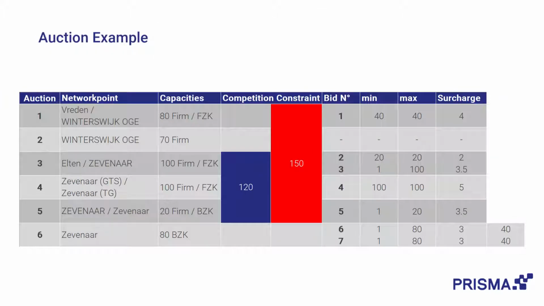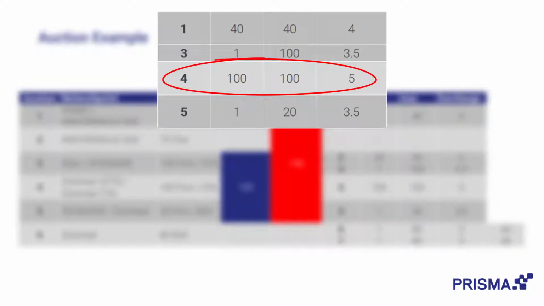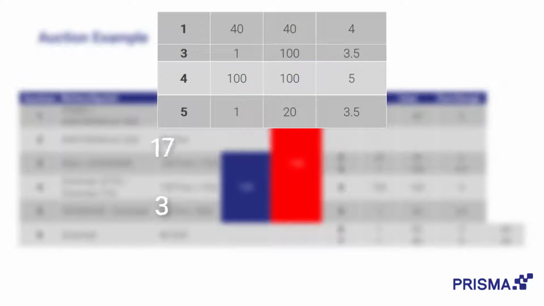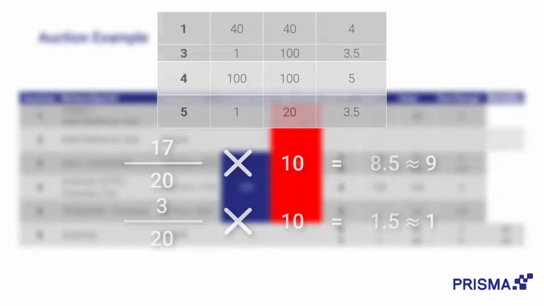Now the platform takes these results and moves them to the bigger competition constraint of 150. Here the process is repeated. Bid 4 is allocated its maximum of 100 because of the highest surcharge. The second highest bid is bid 1 with a surcharge of 4 for min-max 40 capacity, which is also fully allocated. The remaining 10 capacity is then again split pro rata for bid 3 and 5. For bid 3, this results in an allocation of 8.5, which is rounded to 9, and for bid 5 in 1.5, which is rounded to 1 according to the uniform price auction rounding rules.